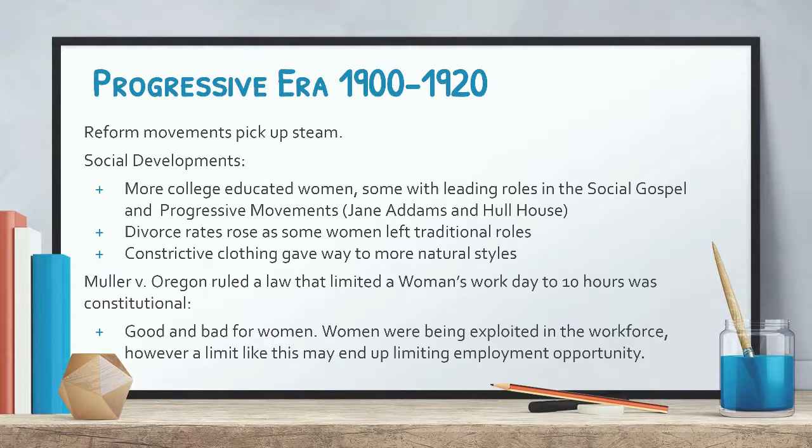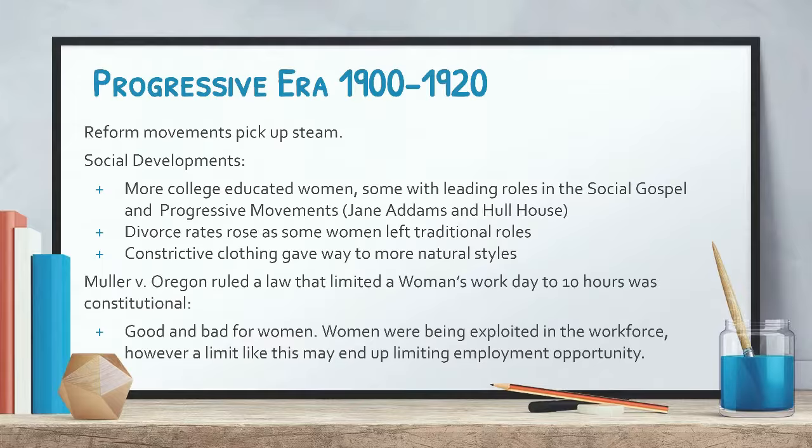Moving on into Period 7, those previously mentioned reform movements and reformers pick up steam in the Progressive Era, which will result in the achievement of some of their goals. More and more college-educated women took leading roles in the social gospel and progressive movements. Divorce rates also rose as some women left their traditional roles to be more active in social movements. Also, constrictive clothing personified in Gibson girls gave way to more natural styles.